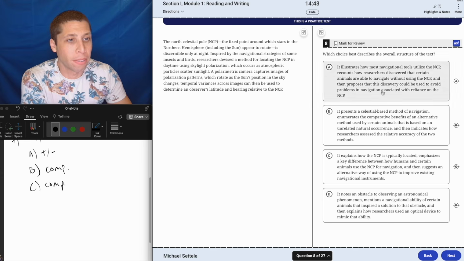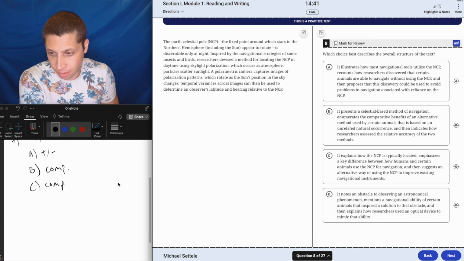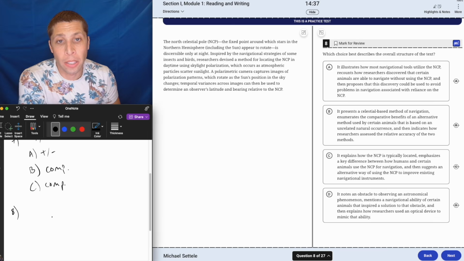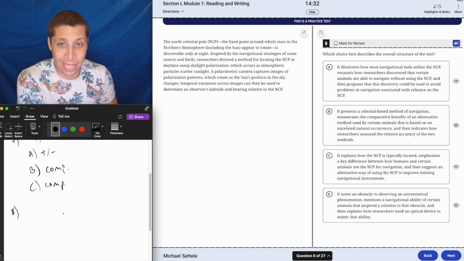The north celestial pole, the fixed point around which stars in the northern hemisphere, including the sun, appear to rotate, is discernible only at night. Inspired by the navigational strategies of some insects and birds, researchers devised a method for locating the NCP in daytime using skylight polarization, which occurs as atmospheric particles scatter sunlight.